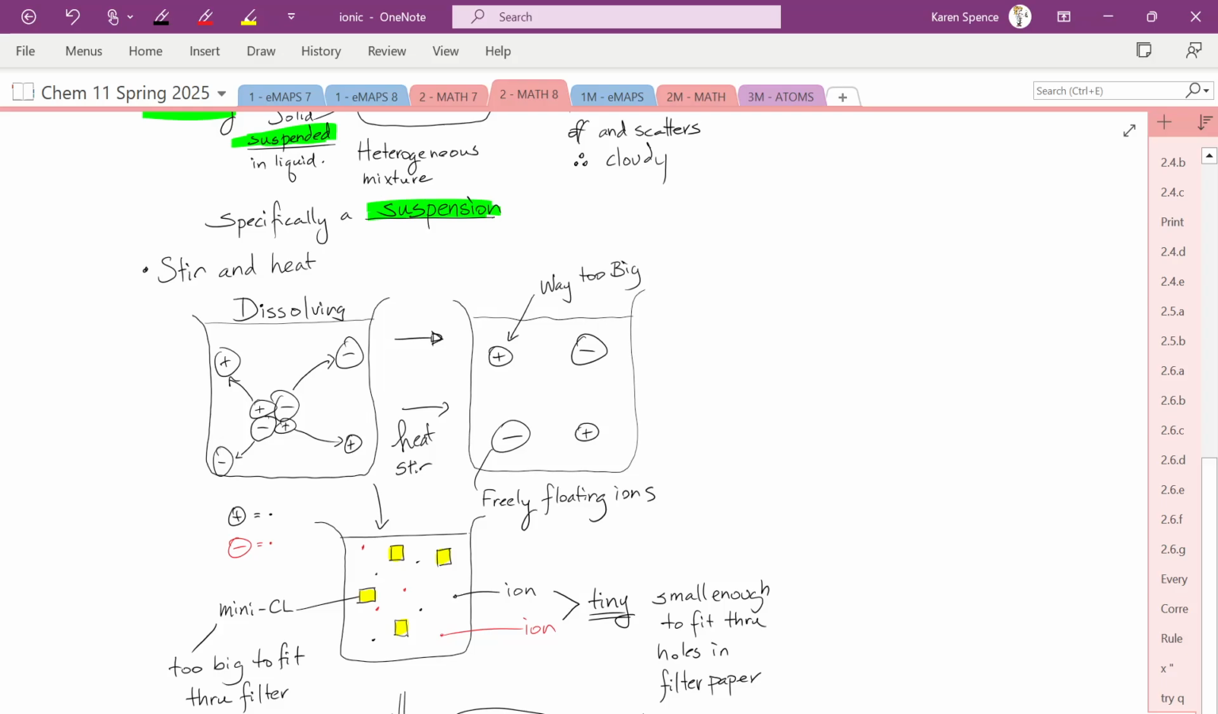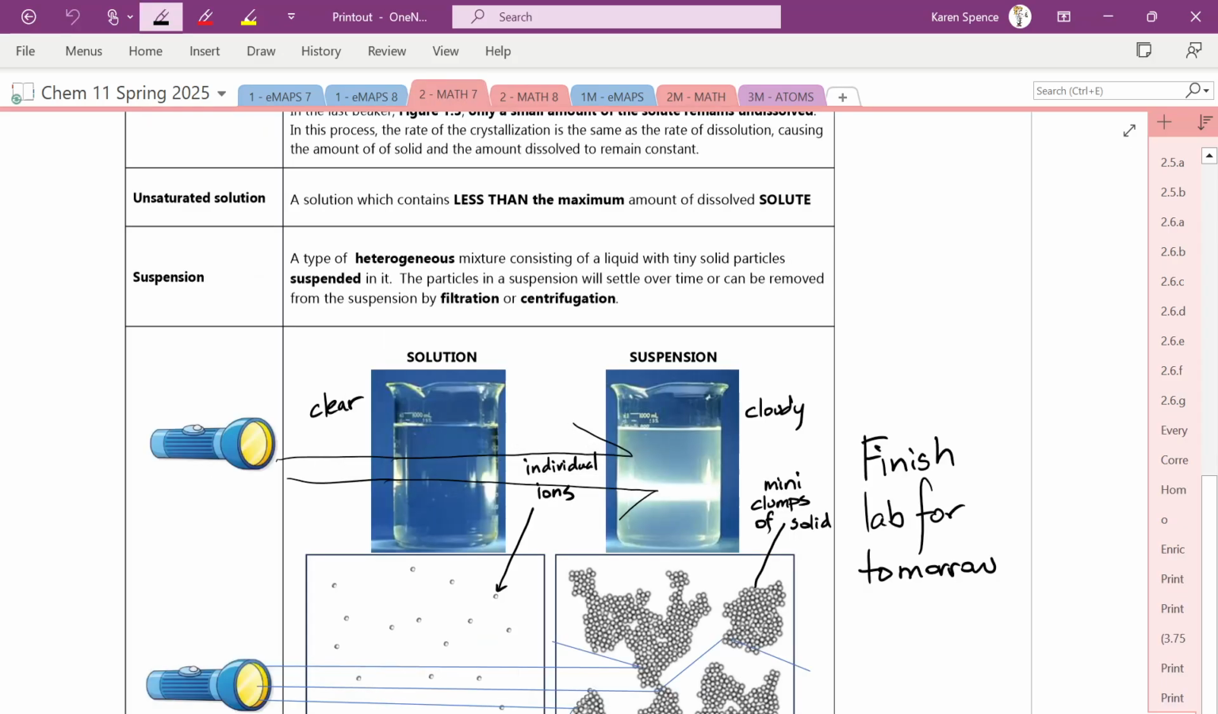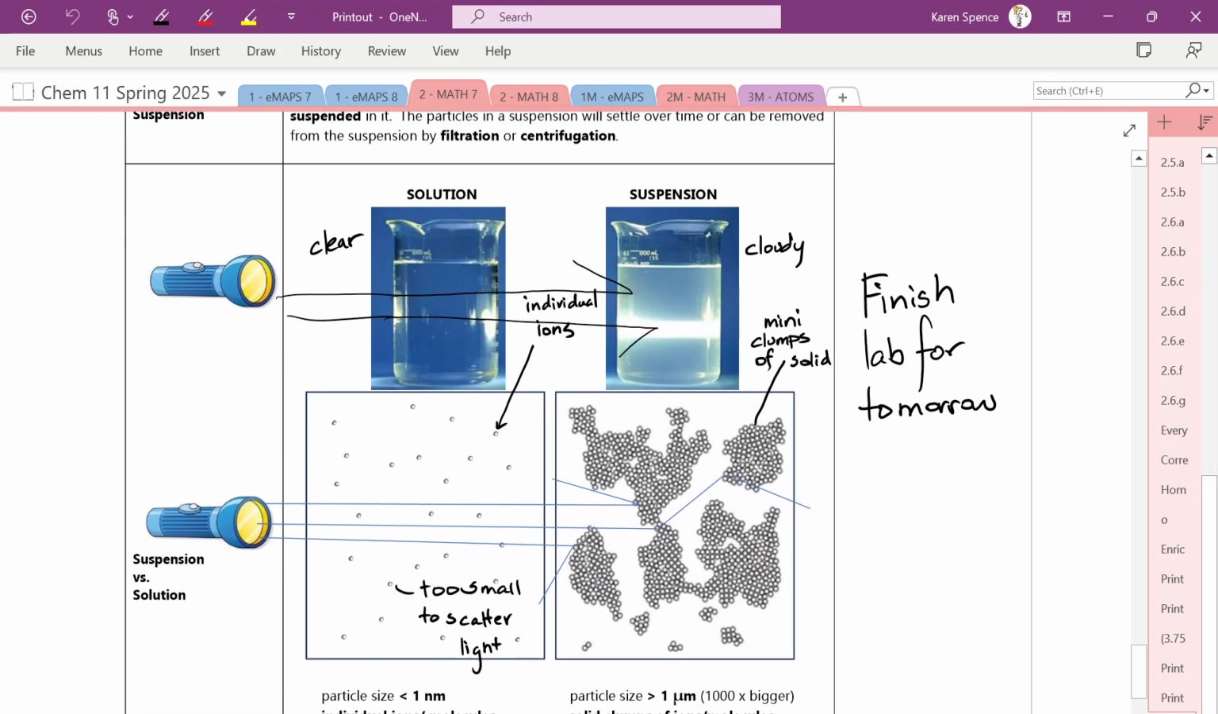We good? Cool. All right, so we are going to go then to here. This is the last page of your vocabulary sheet. Make sure you've got your vocab sheet out. We're on the last page of the vocab sheet.